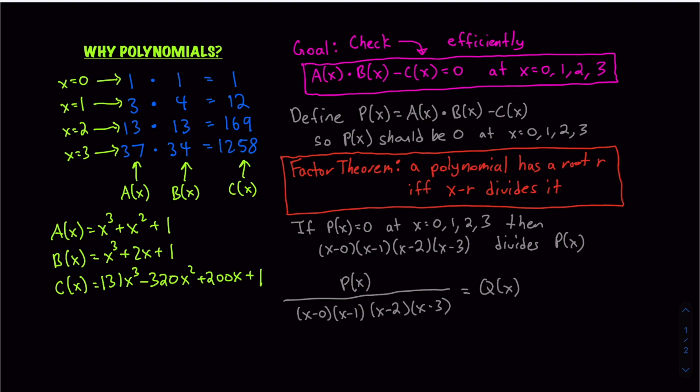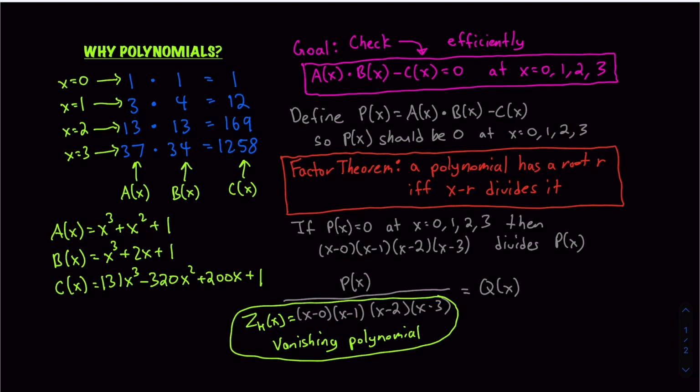Let's give some names to these terms to make them easier to work with. The polynomial x minus 0 times x minus 1 times x minus 2 times x minus 3 in our example is called the vanishing polynomial. You'll often see this written as z sub h of x, and I'll use that notation from now on. Essentially, it's just the product of x minus each of the points where we want p to be 0.